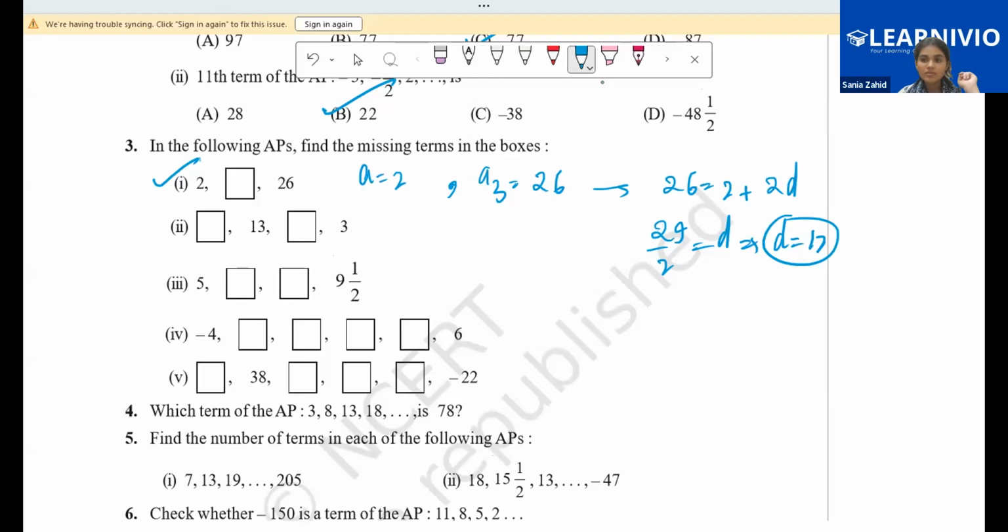Then it will be 40. 14, yeah. Because the second term minus the first term gives you the common difference, or you can also put it the way that the first term plus the common difference gives you the second term. Now the second one. The first one was comparatively simple. Now how will you do the second one? Look at the second one and tell me.